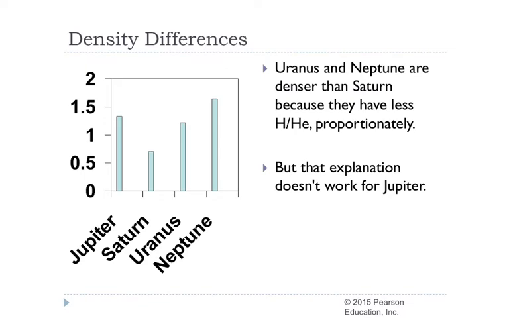There are some differences in densities here. Interesting here is that Saturn is actually less than 1. Water is rated at 1, so if there was theoretically a large enough body of water, Saturn would technically float on that. We'll talk a little bit about why Saturn has a slightly lower density.